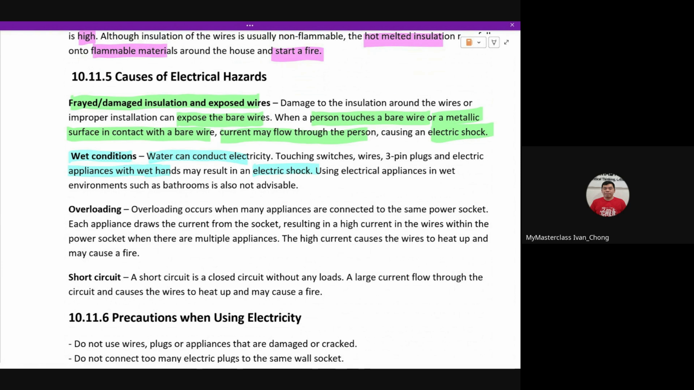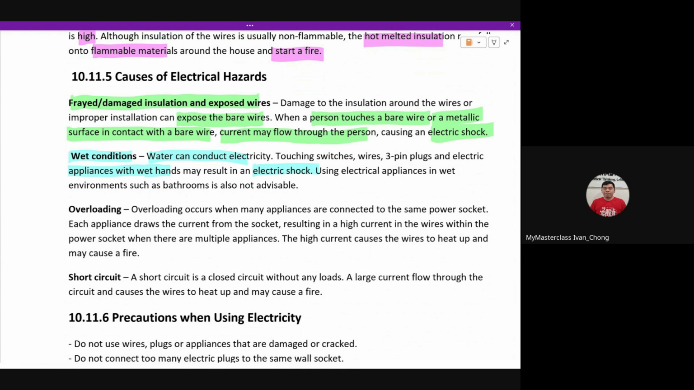Because why? If your hands are wet and you touch the switch, the switch may have a small little gap, and if water drips in, you might get shocked. What's so scary about getting an electric shock is that you can't move away. You think, oh, I get a shock, I just move my hand away straight away, right? But the problem is when you are shocked, your muscles will become paralyzed. You will get stuck there.